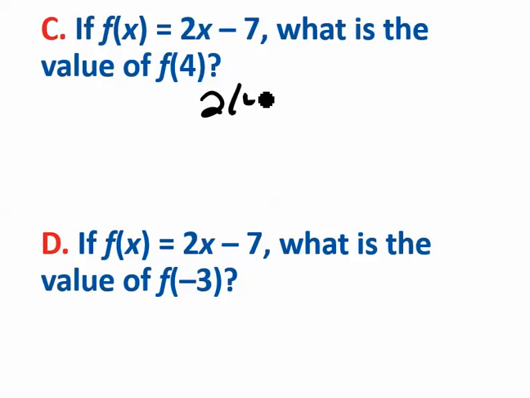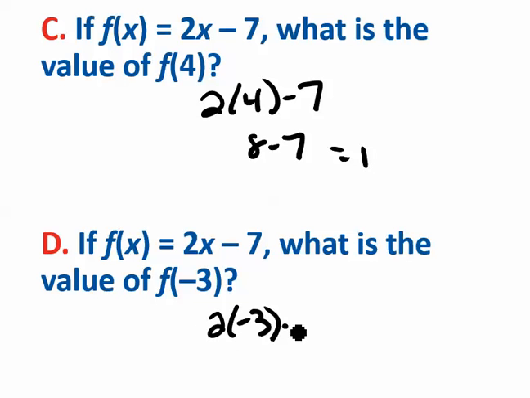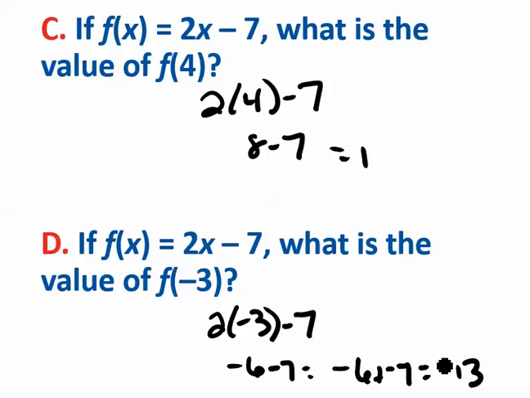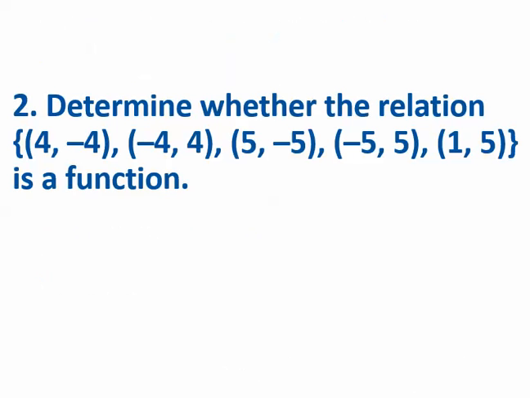2 times 4 minus 7, 8 minus 7 is 1. So the function of x, if x is 4, is equal to 1. 2 times negative 3 minus 7, negative 6 minus 7, negative 6 plus a negative 7, negative 13. We have more to determine.